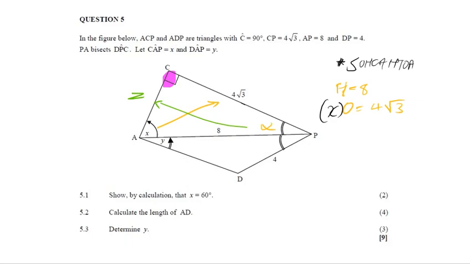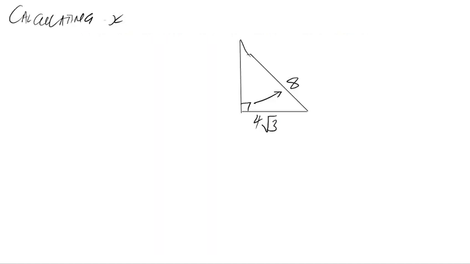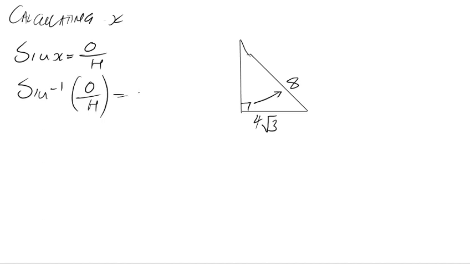So let's look at what we have. We have got hypotenuse and opposite, so we're gonna use sine. So we're gonna say sine x is equal to opposite over hypotenuse. Okay, let's do it on the next page. So this will give you sine x, which is equal to opposite over hypotenuse, and then arc sine of opposite over hypotenuse equals x.